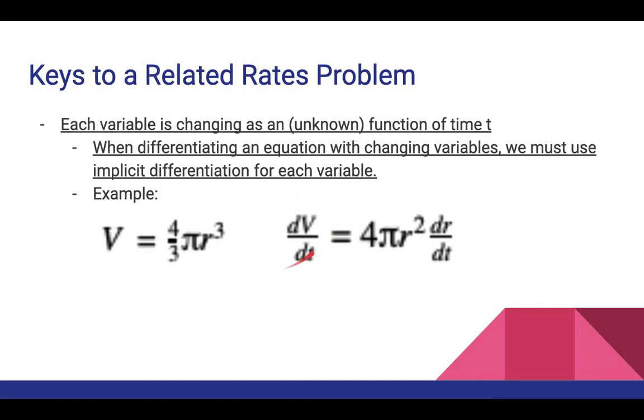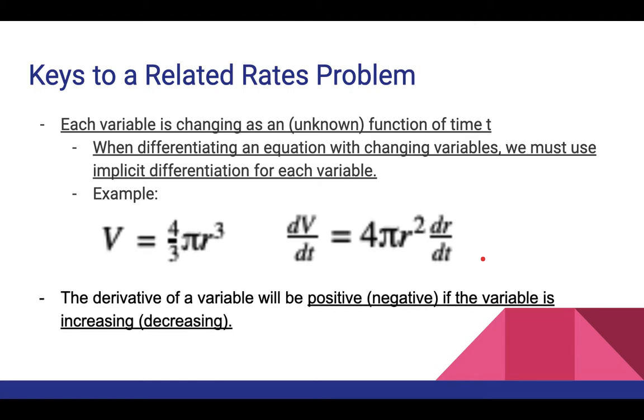So now we have an equation that relates the rate of change of the size of our universe with the rate of change of the radius of the universe using implicit differentiation. The last key is that the derivative of a variable will be positive or negative if the variable is increasing or decreasing, as we saw with applications of differential calculus in 3.7.